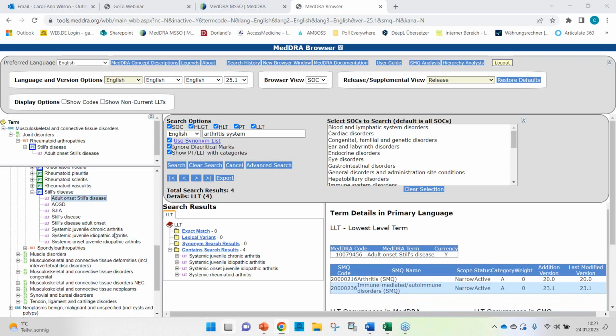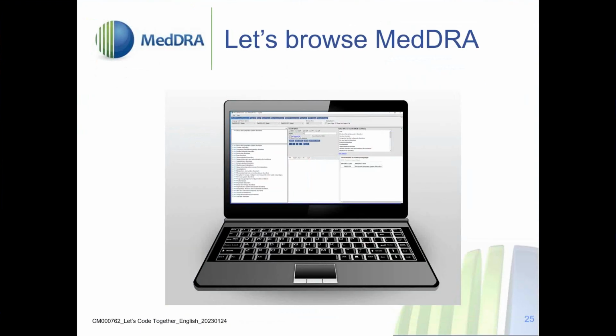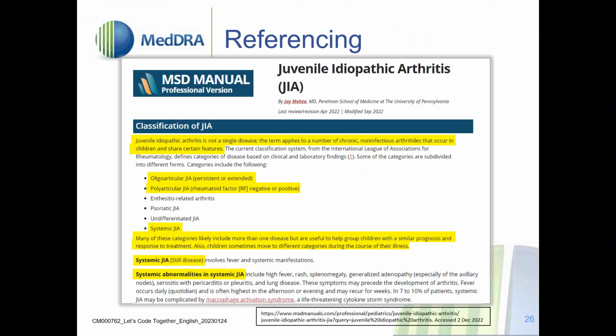So let me switch back to the slides. And let's first use some references to get more clarity about the diagnosis made. So the professional version of the MSD manual is freely accessible on the internet and is a really helpful resource if you're not familiar with it already. It is available not only in English, but also in Spanish, French, Italian, Portuguese, German, Ukrainian, Chinese, Vietnamese, Russian, and Japanese.